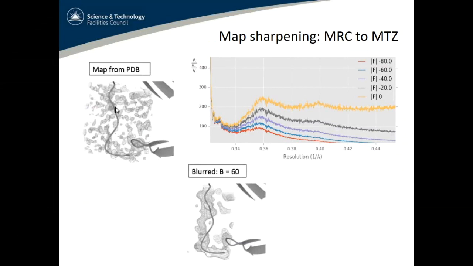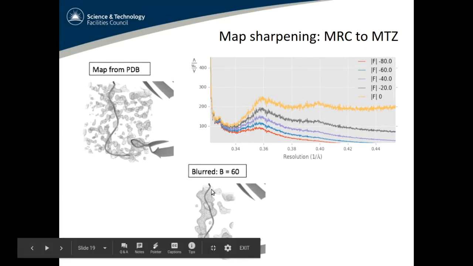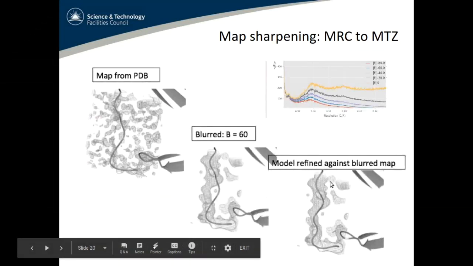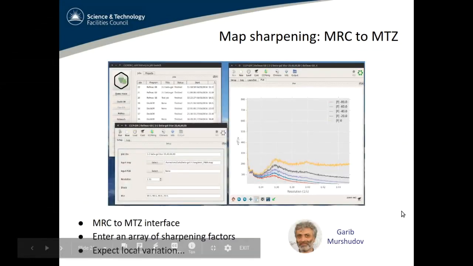And what's actually happened here is this map has been over-sharpened. If you blur it by 60 square angstroms, then you suddenly see much more clearly where the main chain should go. And you can refine it against the blurred map and you get a different fit of that loop. With the MRC to MTZ tool, you get a user interface in CCP-EM.